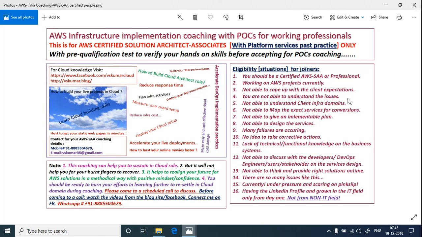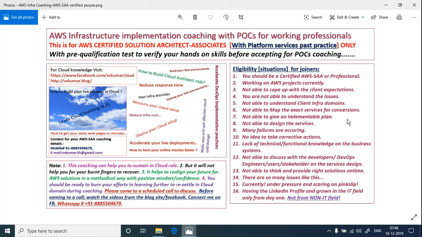You are not able to understand the issues, obviously. Not able to understand client infra domains. When you have lack of knowledge, and your experience is not related to those things from past roles, nobody can understand that. One needs to agree with that. So you are not able to map the exact services for conversions. When you don't have infra domain knowledge, you will not be able to map the services. You know how to create a load balancer, how to create auto scaling, but where to map for the existing infrastructure in cloud, you need to understand that from the domain knowledge.